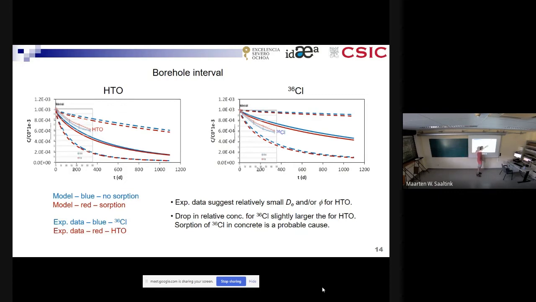And here the same for the chloride on the right. Naturally, it's the other way around. So I need to increase either the diffusion coefficient or, very probably, sorption, because the interesting thing is that the curve for chloride in blue goes below the curve for tritium in red. And actually, chloride has a smaller diffusion coefficient than tritium. So the fact that you have a stronger drop for chloride suggests that sorption is very important for chloride. So that's what you see from this.